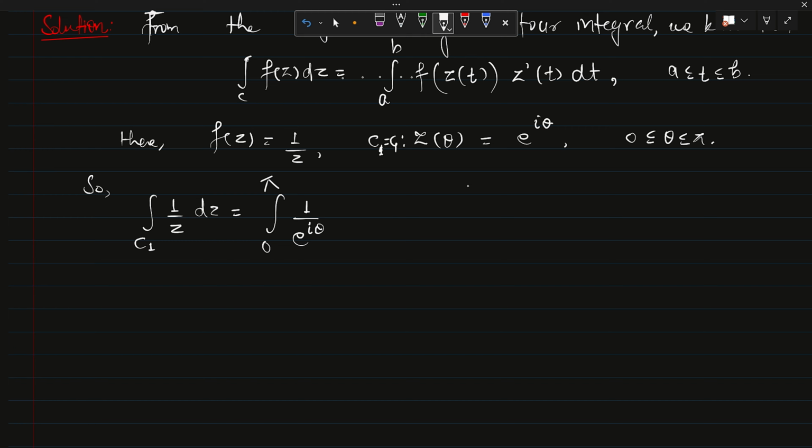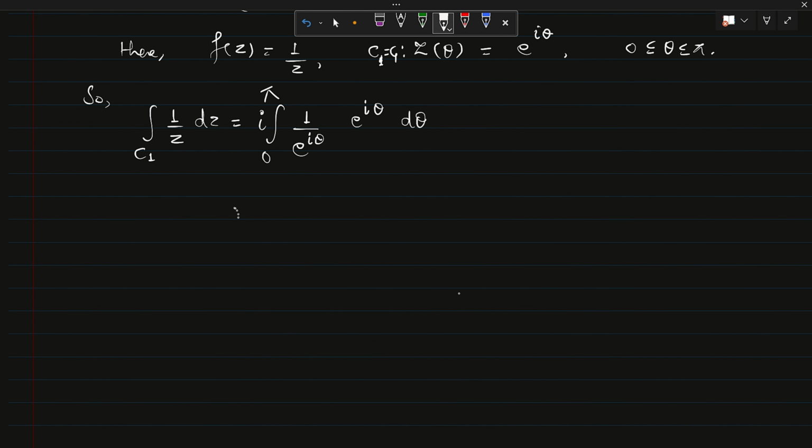Then the differentiation of z with respect to the given variable, here theta, gives e to the power iota theta times iota, and then d theta. So this is a simple real integration. Now this will be equal to iota times the integration from 0 to pi of d theta. Here we have a constant, and this is pi minus 0.